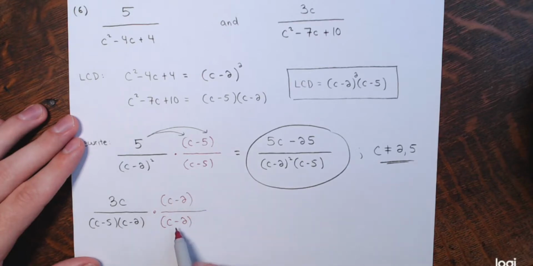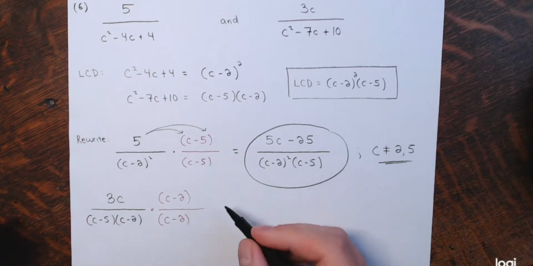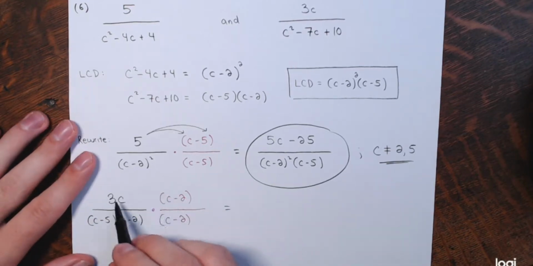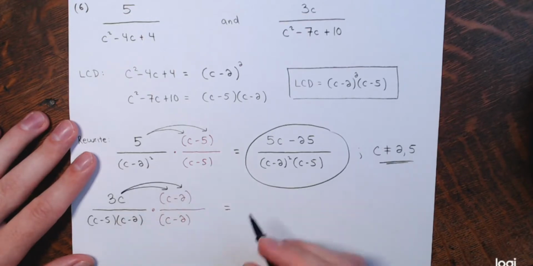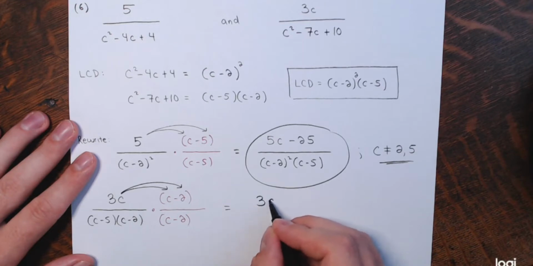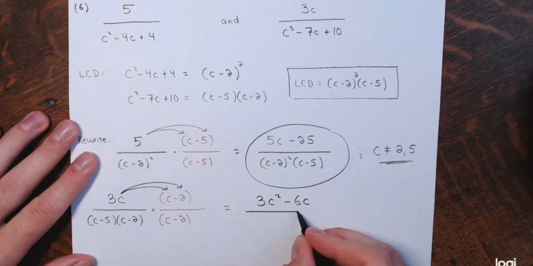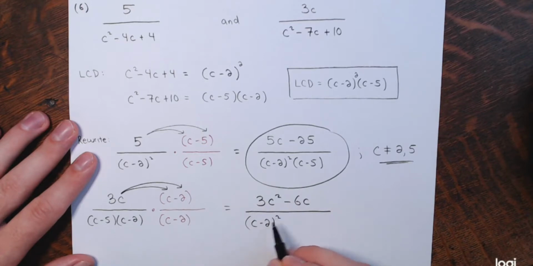And if I multiply by c minus 2 in the denominator, I've got to do it to the numerator as well. And once again, you can leave it factored if you wish, but I'm going to multiply out the numerator. So 3c times this c minus 2. The numerator after multiplying is 3c squared minus 6c over the LCD, which I'll write in the same order, c minus 2 times c minus 2, or c minus 2 squared, times c minus 5.